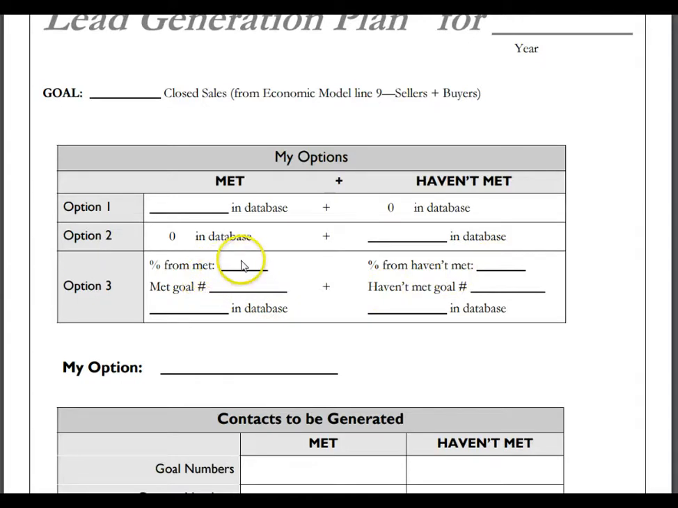Then you know, based on the business you want to achieve, if you have enough mets to provide that, or if you have enough not mets to provide that. So you're able to say in your database, you have X number of mets. Let's do an example. Let's say you're an individual agent and your goal is to have 30 transactions this year. So let's say in your database you would have 150 mets in your database. And let's say you want 100% from your mets.